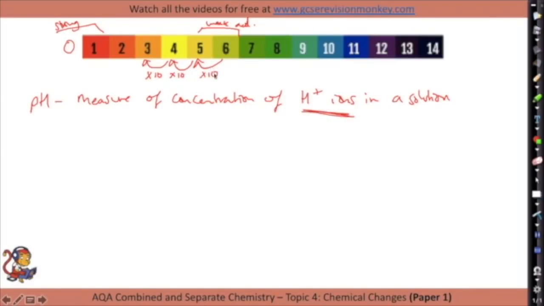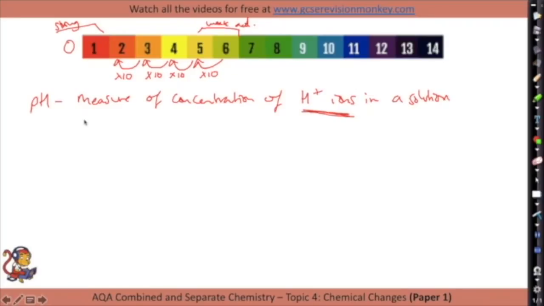So that's something to be aware of. They might give you a certain number of hydrogen ions that are in a pH 6 solution and perhaps ask you how many would be in a pH 2 solution. You have to keep multiplying by 10 until you get to the right pH. So they increase by a factor of 10 each time as the pH decreases.